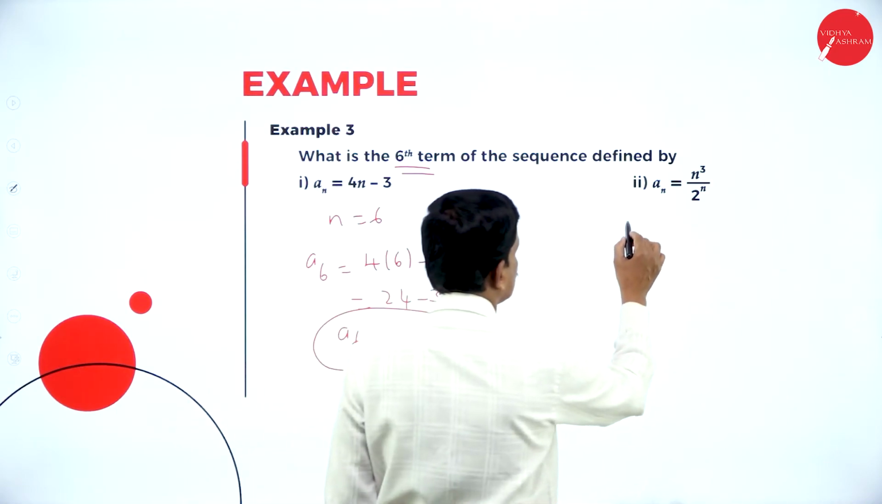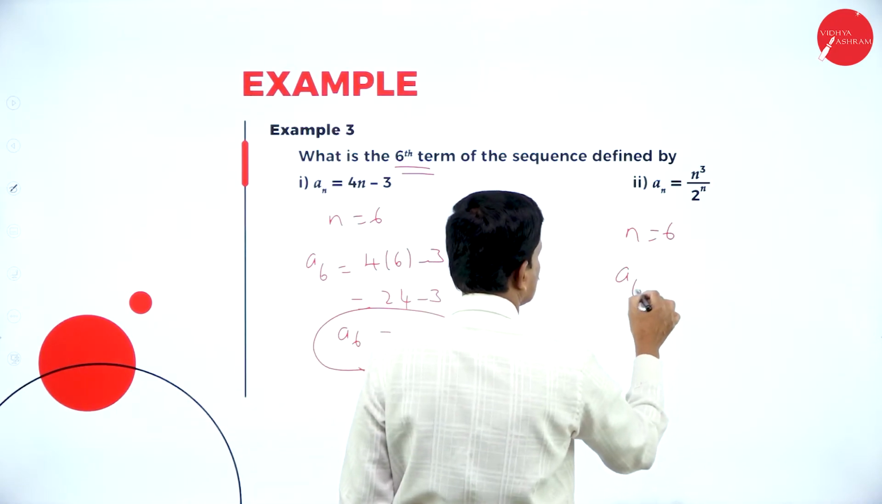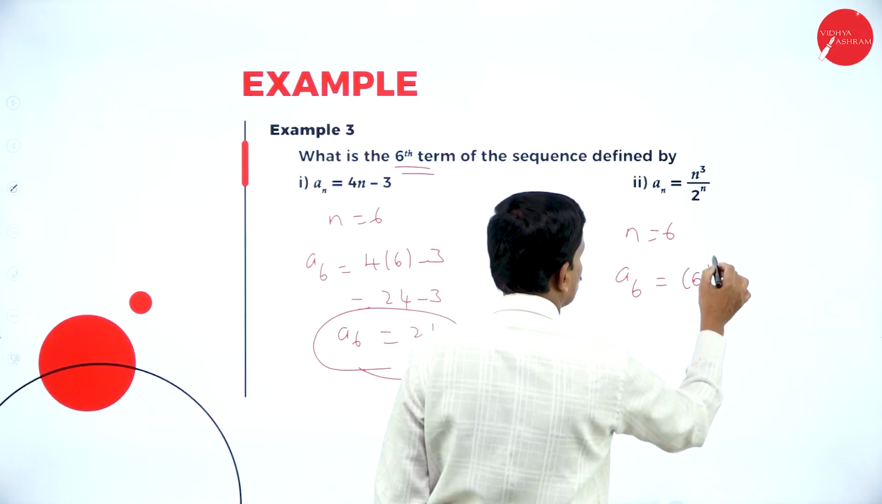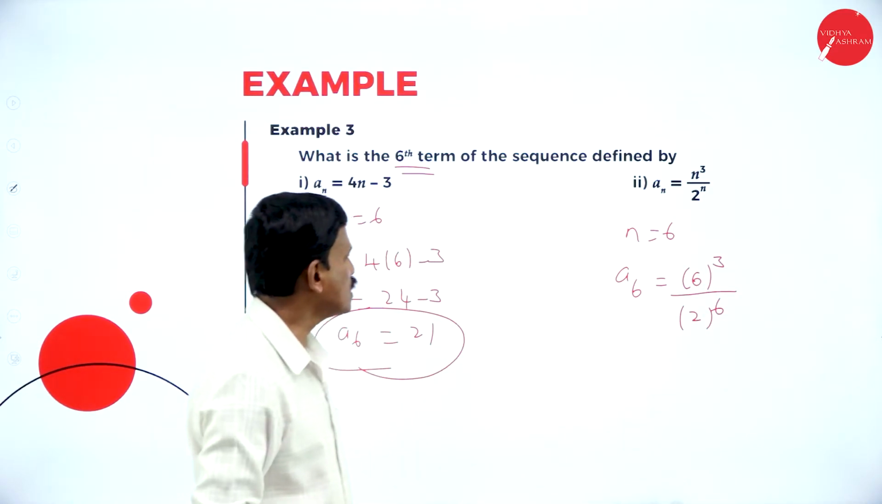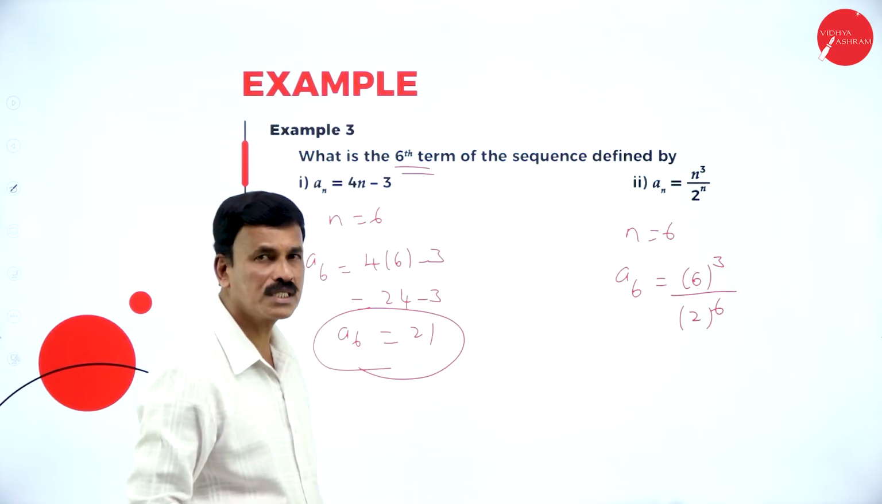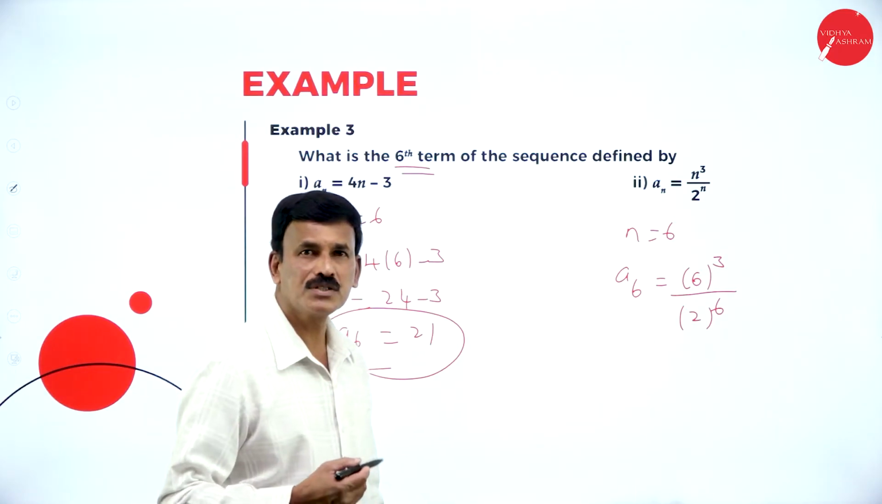Here, put n is equal to 6. If you put n is equal to 6, A6 is equal to 6 to the power of 3 divided by 2 to the power of 6. So, 6 cube divided by 2 power 6. Let us multiply this. 6 into 6 into 6.